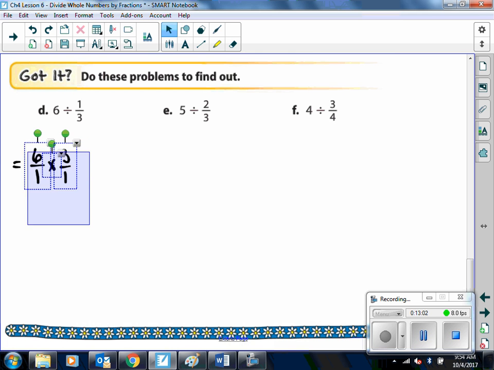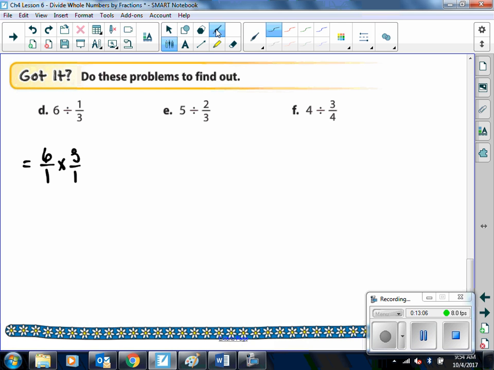Is there anything that I can simplify here before I multiply? No, I can't simplify anything before I multiply. So when I multiply straight across, we're going to get 6 times 3 is 18 over 1 times 1, which is 1, and then 18 over 1 is 18.